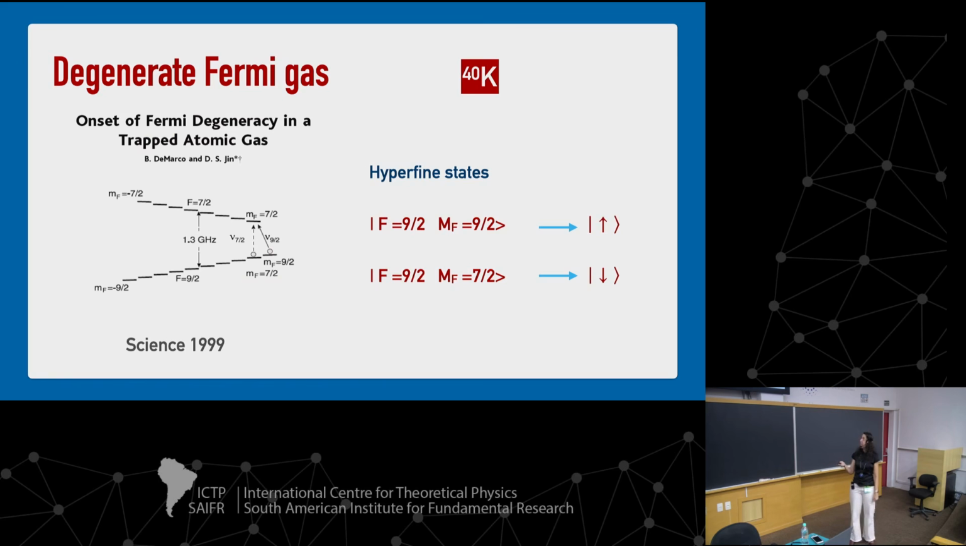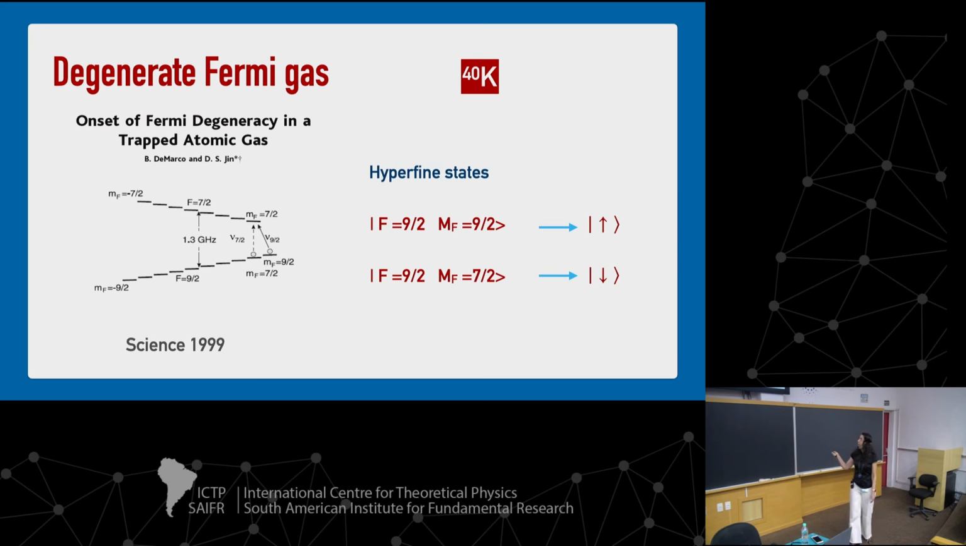I mentioned that the Bose-Einstein condensate was achieved in 95, 30 years ago, and then 4 years later, the degenerate Fermi gas was achieved. The figure is not nearly as nice as all the condensate plots and figures we have, but this is how it was achieved. It was in the group of Debbie Jin, and Brian Marco took part. We have 2 hyperfine states here, with F 9/2 and different MFs, 9/2 and 7/2.